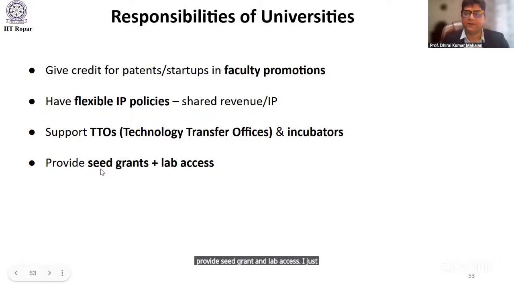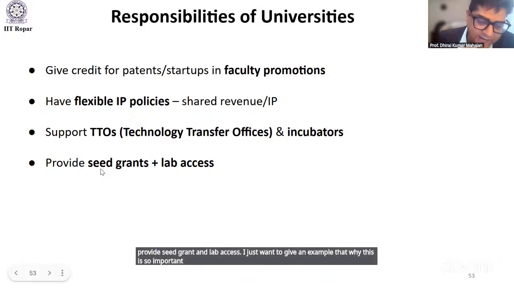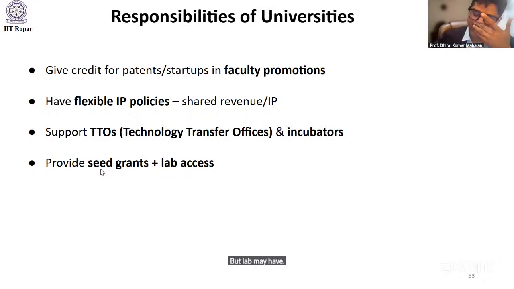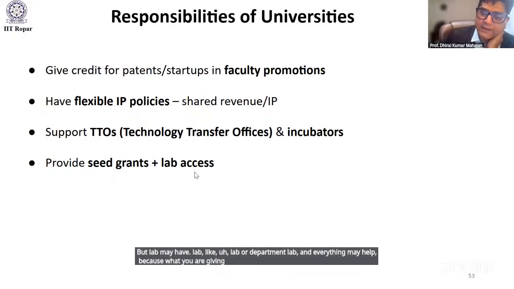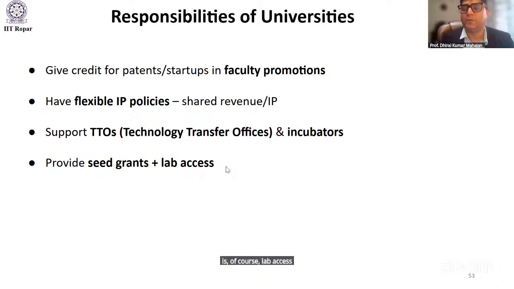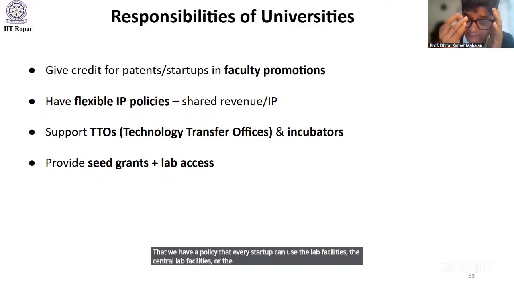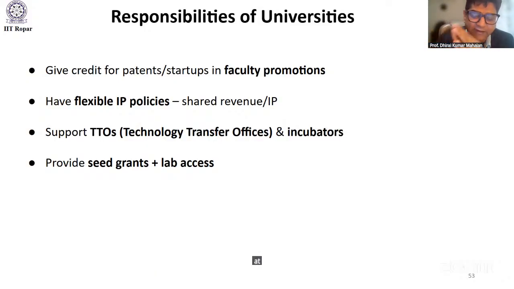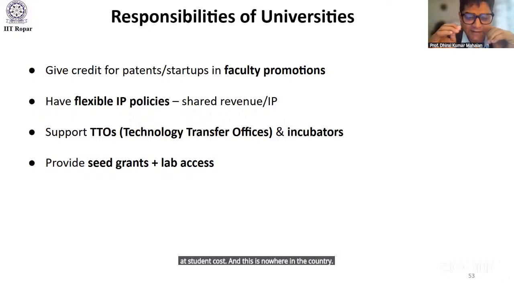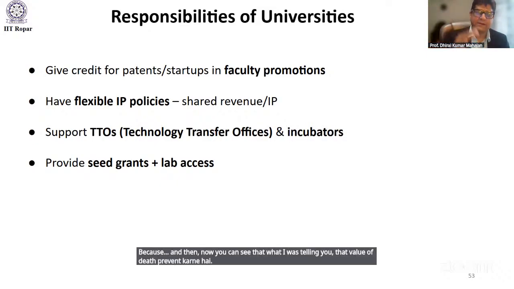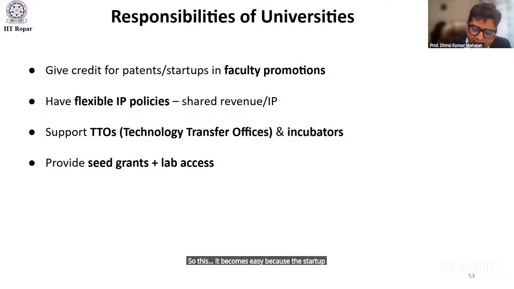I just want to give an example of why this is so important. The incubation center will never have all the facilities, but a lab or department lab may have them, because what you are giving them is of course lab access at a nominal cost. Like at IIT Ropar, we have a policy that every startup can use the central lab facilities or the department facilities at student cost. And this is nowhere else in the country. Now you can see what I was telling you, that the valley of death has to be prevented. So this becomes easy because the startup can reach its prototype fast.